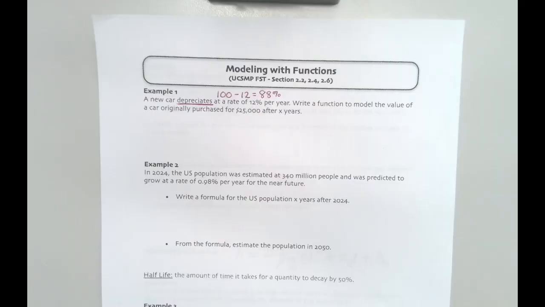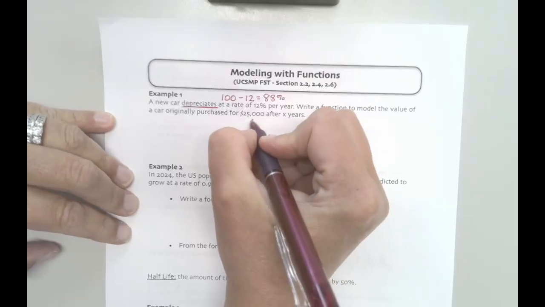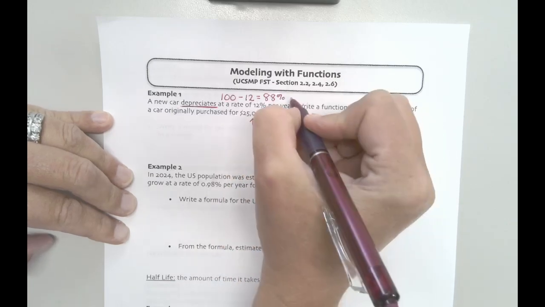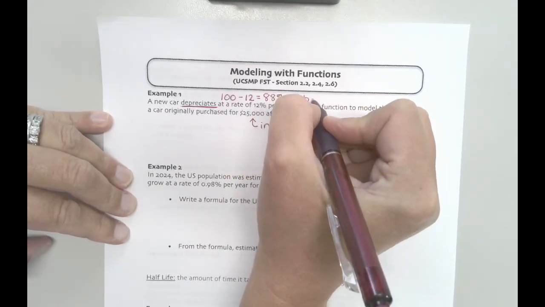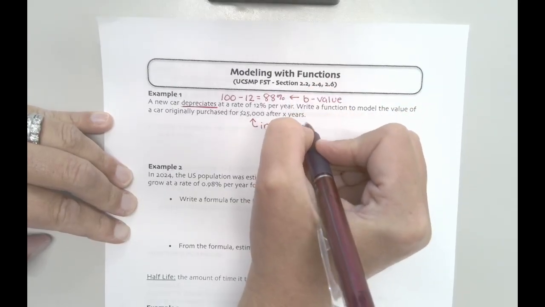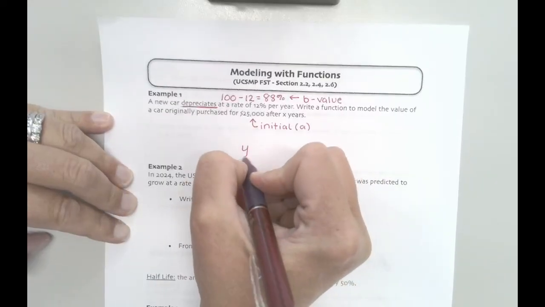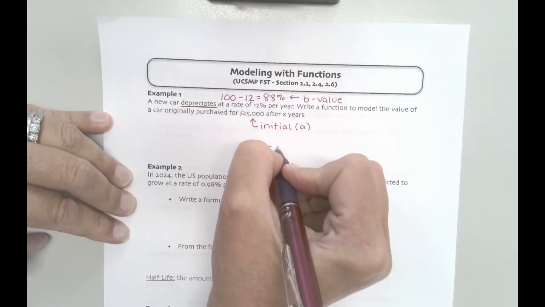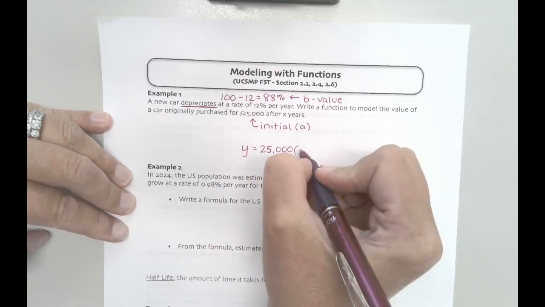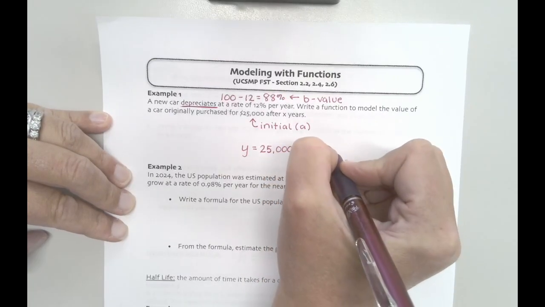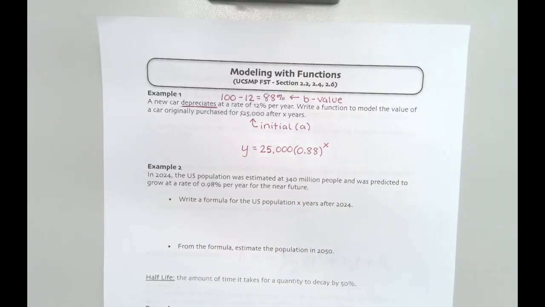So it says, write a function to model the value of a car originally purchased for $25,000. Okay, that $25,000, that's my initial value. And this 88%, that's going to become my B value. That's going to become my growth factor. So my function is going to look something like this. A, we said, was 25,000. My growth factor, 88% in decimal form is 0.88. And then we're doing that every single year, so we're going to the power of x.